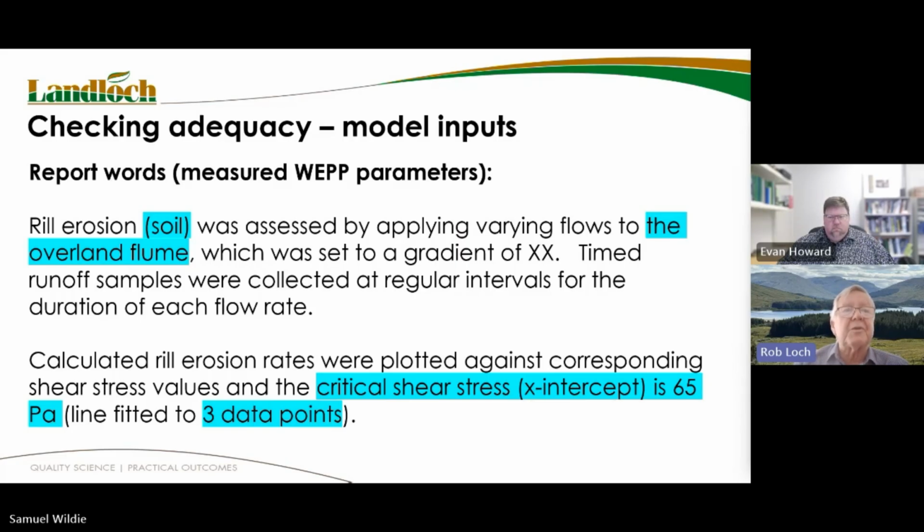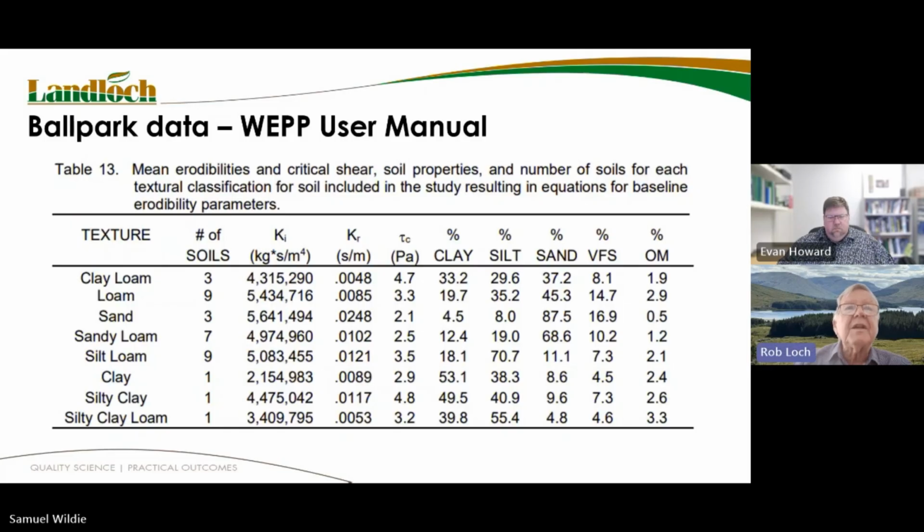And we can check that if we read the manual, which we'll show on the next slide, Sam. Yeah, here we have the cheat table. So this is in the user manual. Now, if we look across texture, soils, KI, KR, and then tau C. Tau C is short for critical flow shear stress for the initiation of rilling. And the values in pascals there actually go from about 2.1 to 5 pascals, which is a long way short of 62.